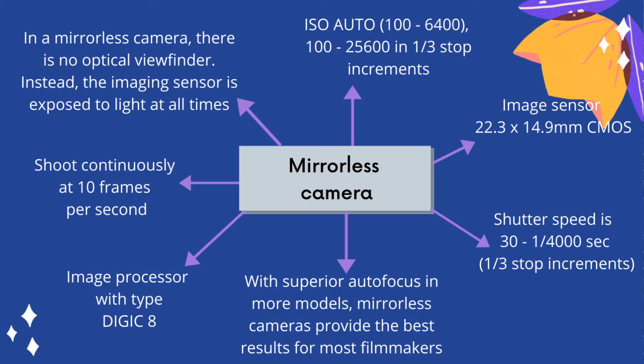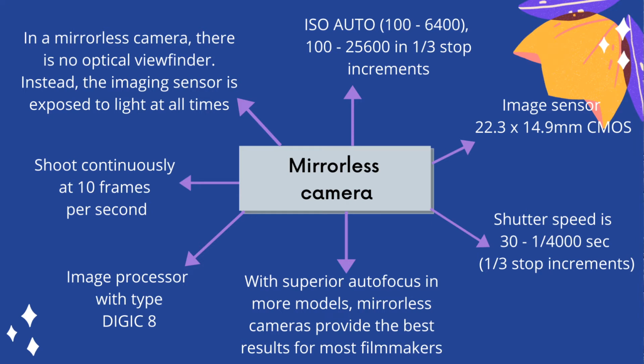So when it is mirrorless, the mirror is not blocking the sensor, so that's why the image sensor is exposed to light at all times. Next, ISO auto 100 to 6400, and then the image sensor is 22.3 times 14.9 millimeter CMOS. The shutter speed can be 30 to 1/4000 seconds. Okay, next, with superior autofocus in more models, mirrorless cameras provide the best result for most filmmakers.